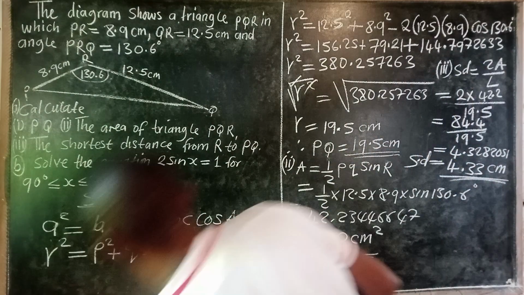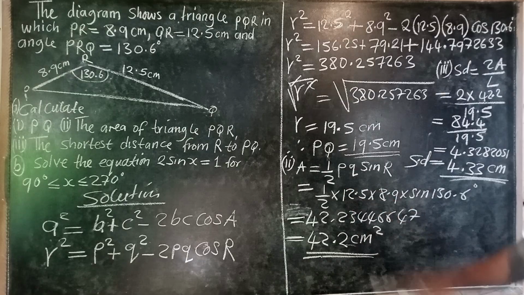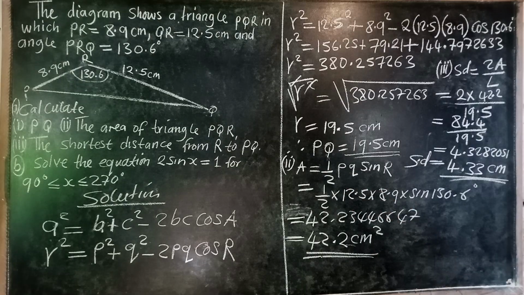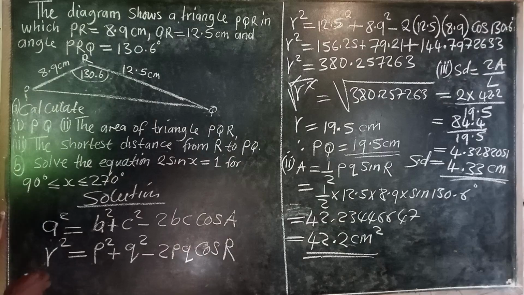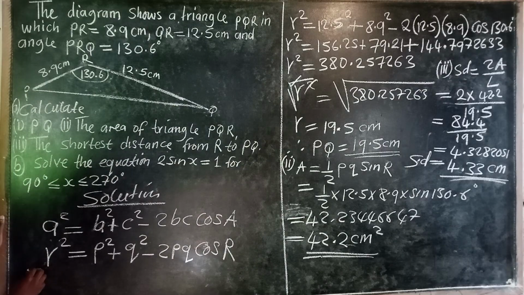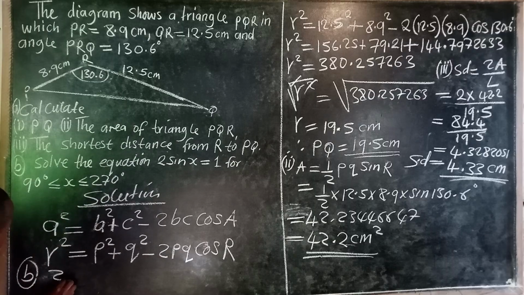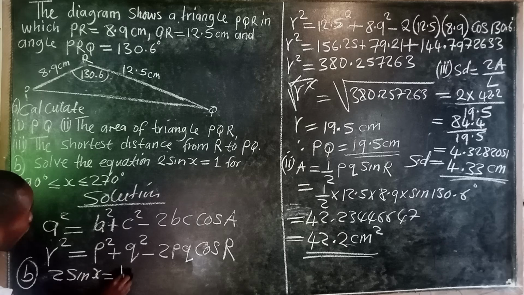So now quickly we can come to question B, where we are supposed to solve the equation. This one, which is B, we can start it from here, then it will end somewhere there. So B, solution. We are saying B, solve the equation. We have 2 sine x equals 1.